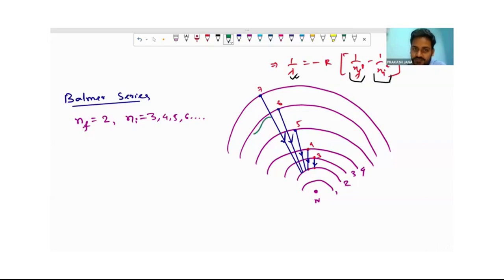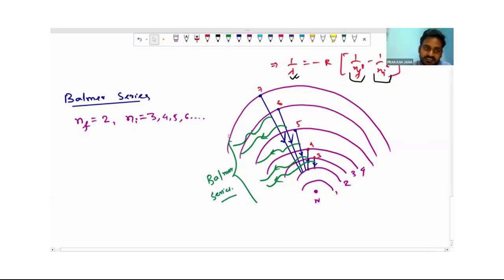For this, a wavelength will be emitted. For this jumping, a wavelength will be emitted. From this, a wavelength will be emitted. For this, a radiation will be emitted. So these are the radiations of the Balmer series. Okay, I hope the concept is clear.